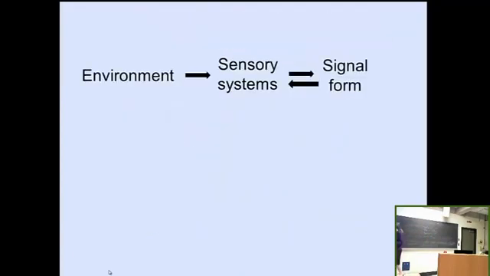So it does look like, in some cases at least, signal form can influence sensory system evolution within a single species.